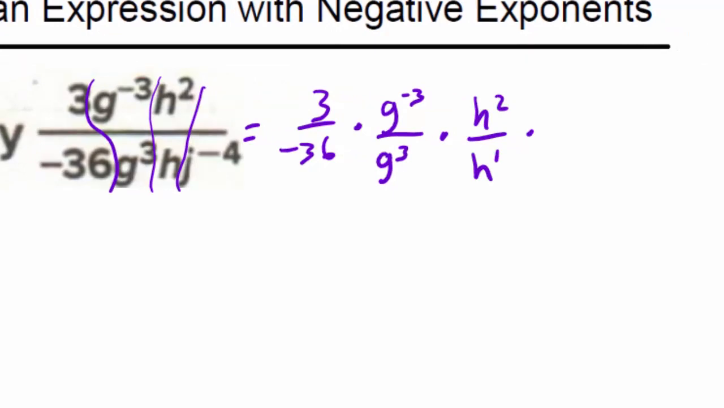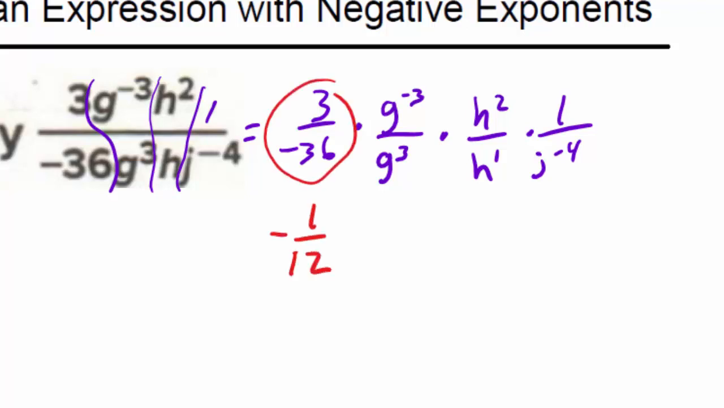Times, and now since there's nothing above the j, I've got to put a 1 there, so that would be 1 over j to the negative 4th power. Now I need to simplify everything. So over here, we've got 3 over negative 36, and that's going to end up being negative 1 over 12.